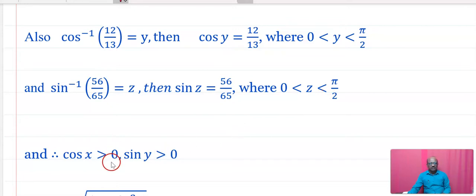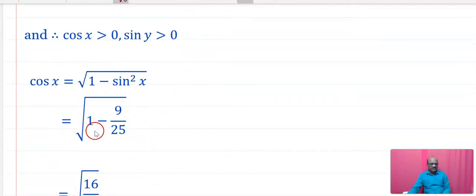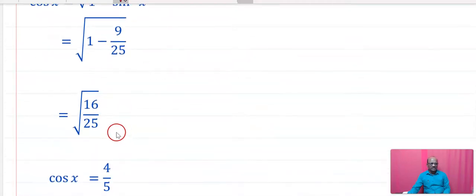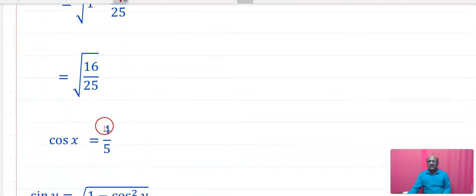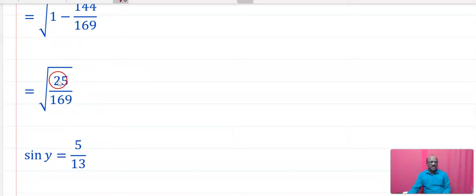Now here cos x is positive and sin y is positive. Therefore cos x is equal to the root of 1 minus sin square x. If we simplify, 1 minus the square of sin x, 3 by 5, which is 9 by 25, we get root of 16 upon 25. That's why cos x is equal to 4 upon 5. Next, sin y is equal to the root of 1 minus cos square y. The cos of y is 12 upon 13, its square is 144 upon 169. If we simplify, we get root of 25 upon 169, whose square root gives sin y as 5 by 13.